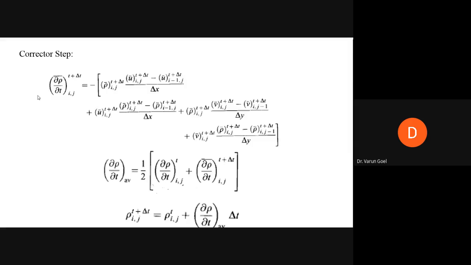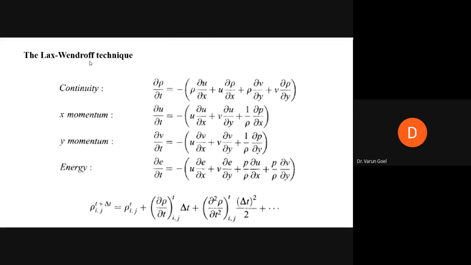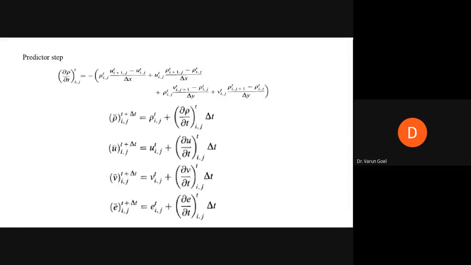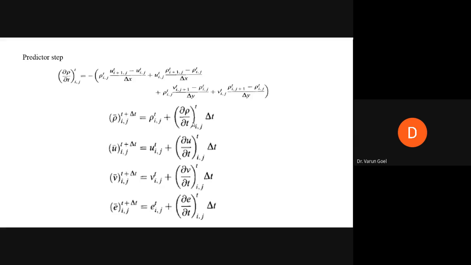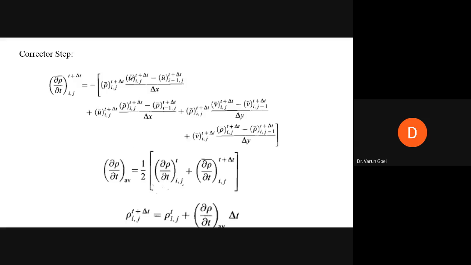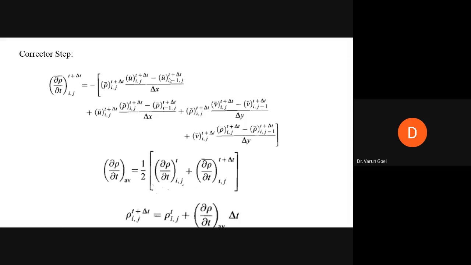Now in the corrector step, we calculate del rho by del t at i,j,t plus delta t. Again I am using the same equation, the continuity equation, but at a time step t plus delta t, which uses your predictor step values: rho i,j,t plus delta t, then u bar i,j,t plus delta t, u bar i minus 1,j,t plus delta t. So we basically know all these values from the predictor step.